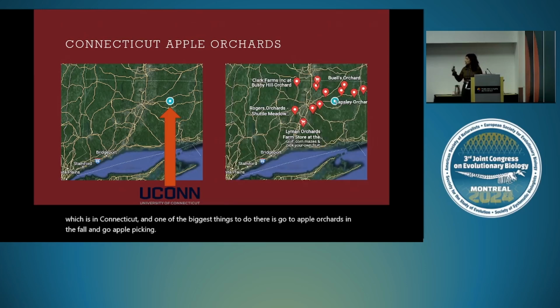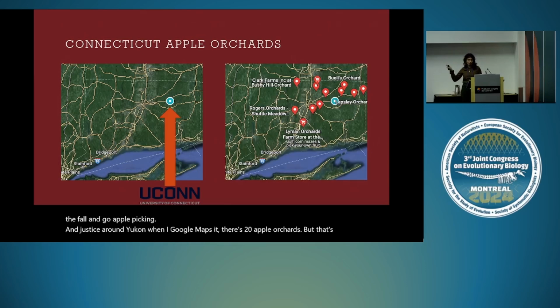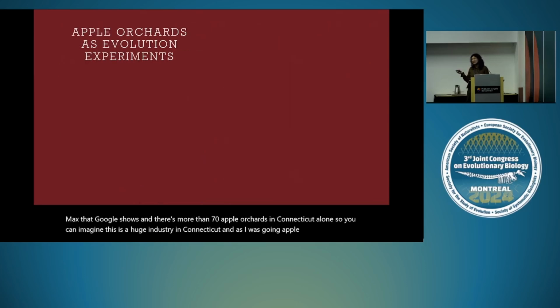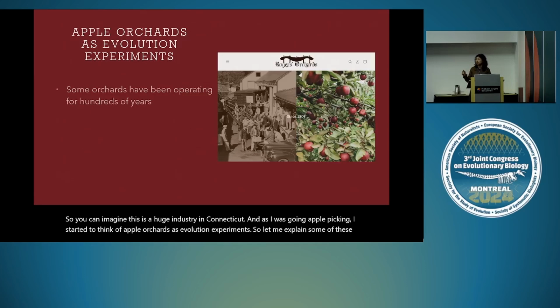And just around UConn, when I Google Maps it, there's 20 apple orchards, but that's just the max that Google shows, and there's more than 70 apple orchards in Connecticut alone. So you can imagine this is a huge industry in Connecticut. And as I was going apple picking, I started to think of apple orchards as evolution experiments. So let me explain. Some of these orchards are generational and have been operating for hundreds of years, with Rogers Orchard as an example having been open since 1809.